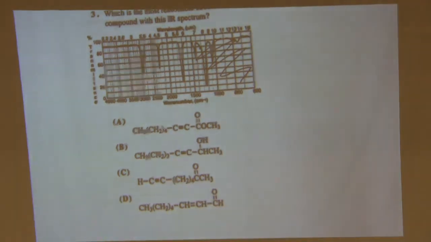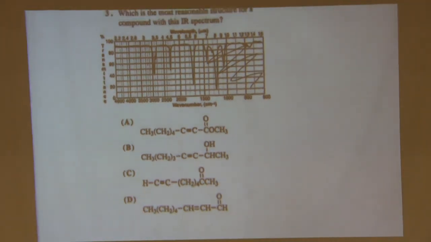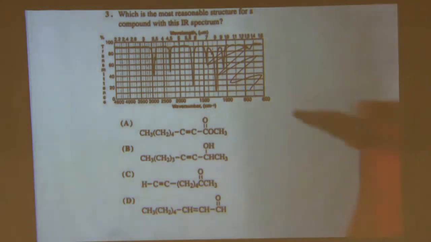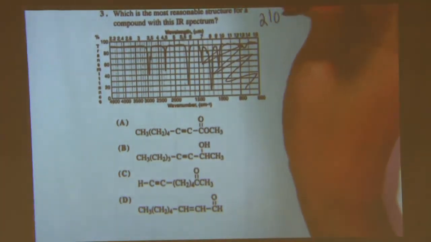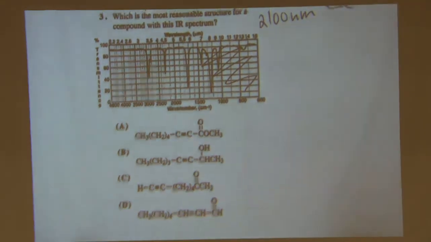Okay, so one of the numbers on the chart is for triple bonds. What's the wave number for triple bonds on an IR graph, IR spectrum? 2100, something like that, is carbon-carbon triple bond. And that's on the graph, again.